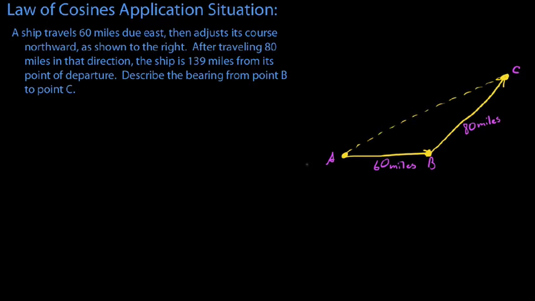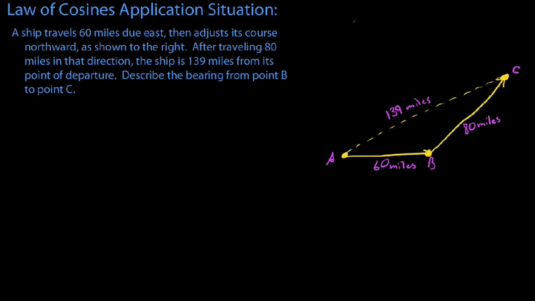Okay, so a few things about this. You'll notice here that I've already got our ship or our vessel traveling from A to B at 60 miles of distance, and B to C at 80 miles of distance, and we're being told that this ship is now 139 miles from its original departure point. And then the other thing we want to do is describe the bearing from point B to point C.